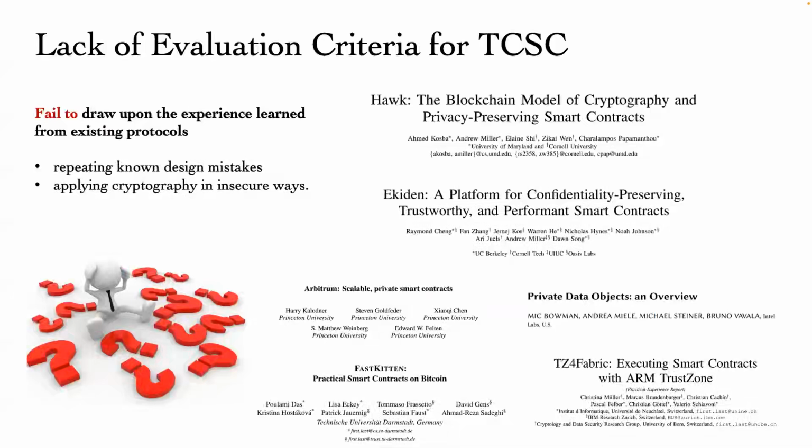Although various TCSC protocols have been proposed, newly released projects may fail to draw upon the experience learned from existing protocols, such as repeating known design mistakes or applying cryptography in insecure ways. In this paper, we aim to abstract a high-level framework to simply and clearly systematize the knowledge on current TCSC schemes. We attempt to capture some commonalities among these projects regarding their features, properties, and the potential security vulnerabilities.